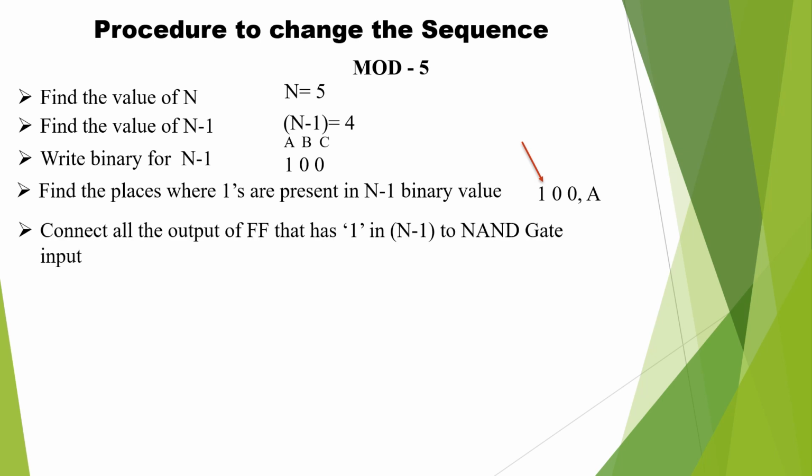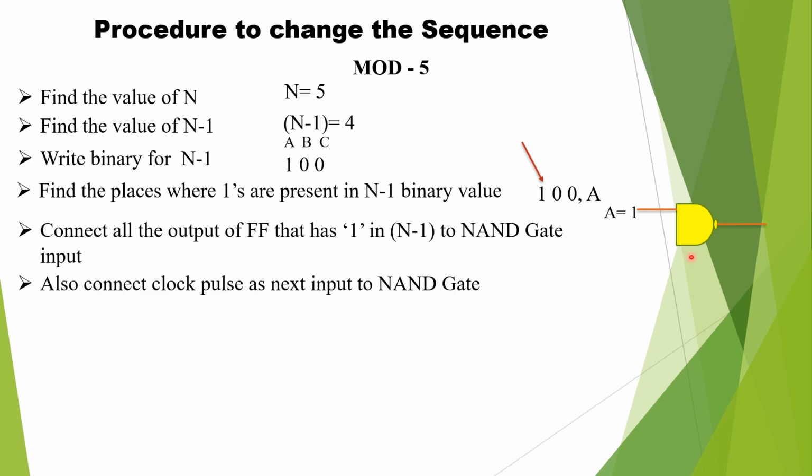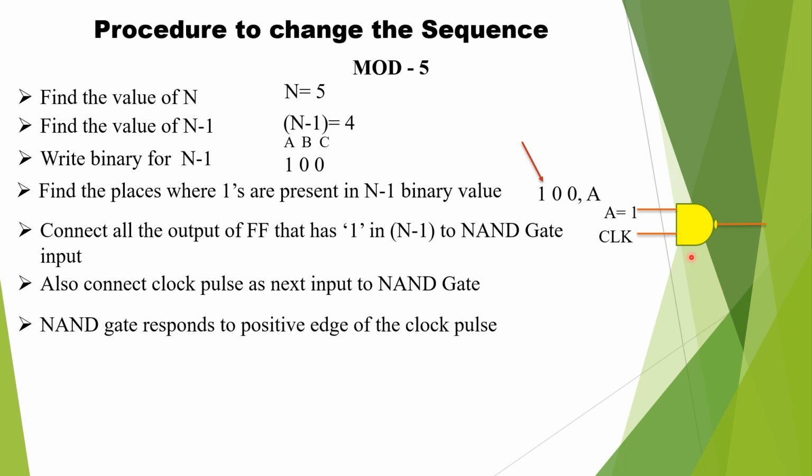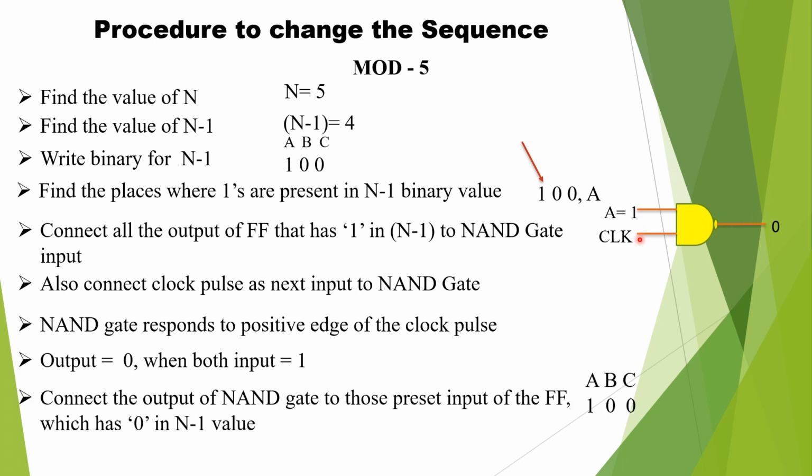Connect all the output of the flip-flop that has 1 in the n minus 1 to the NAND gate input. So A equal to 1 is connected to the first input of the NAND gate. Also connect clock pulse as the next input to the NAND gate. Now NAND gate responds to the positive edge of the clock pulse and it produces an output 0 when both the inputs are equal to 1. Connect the output of the NAND gate to those flip-flop preset input where in the n-1 count the output is 0, 0. So we connect it to the B and C flip-flop.